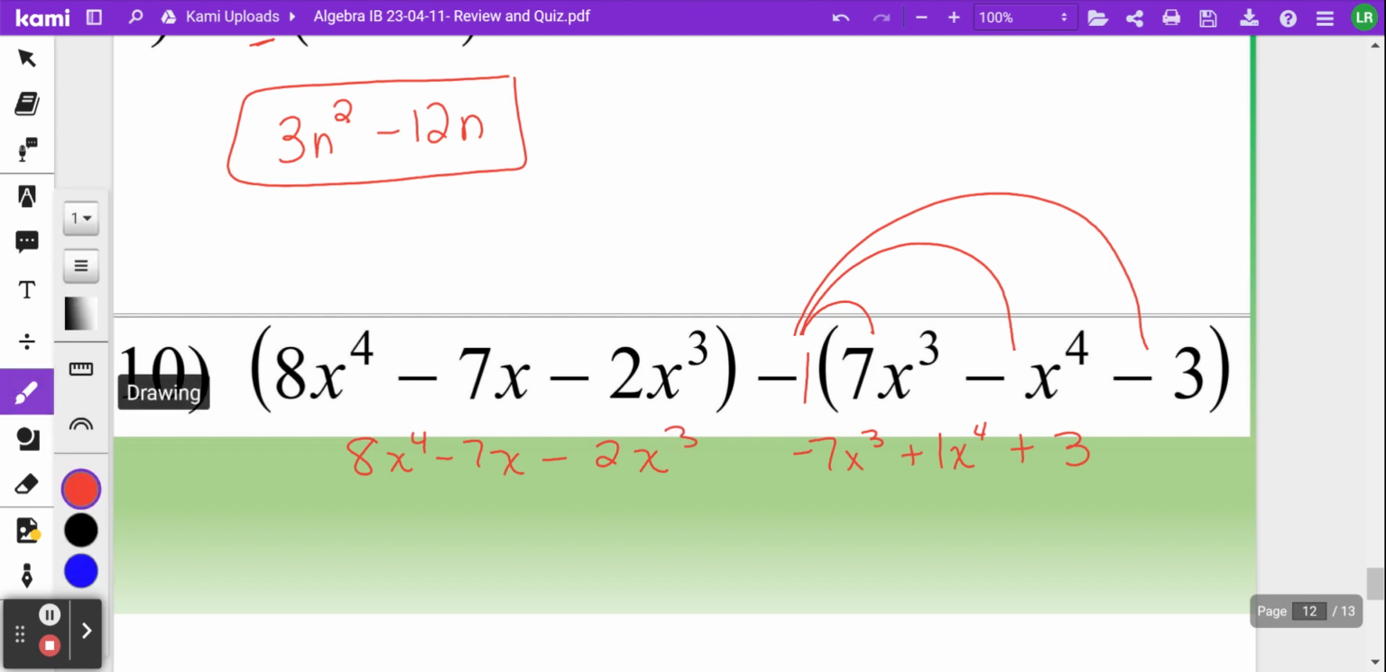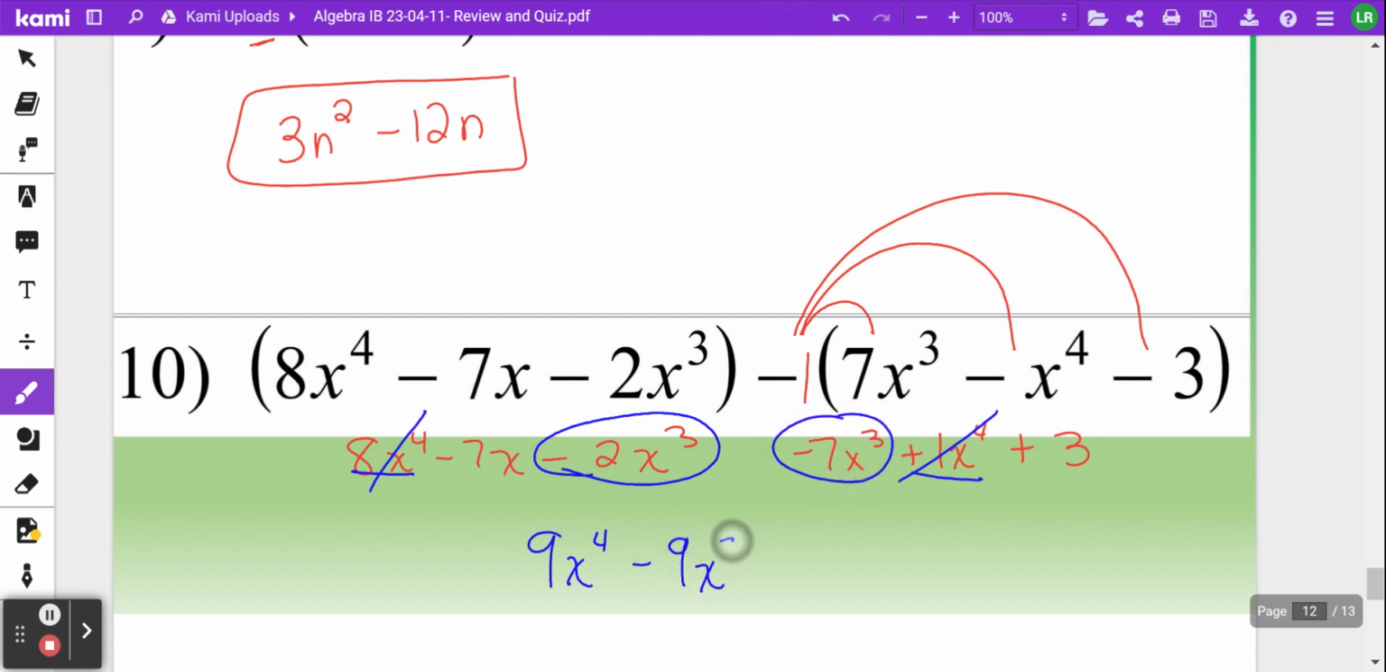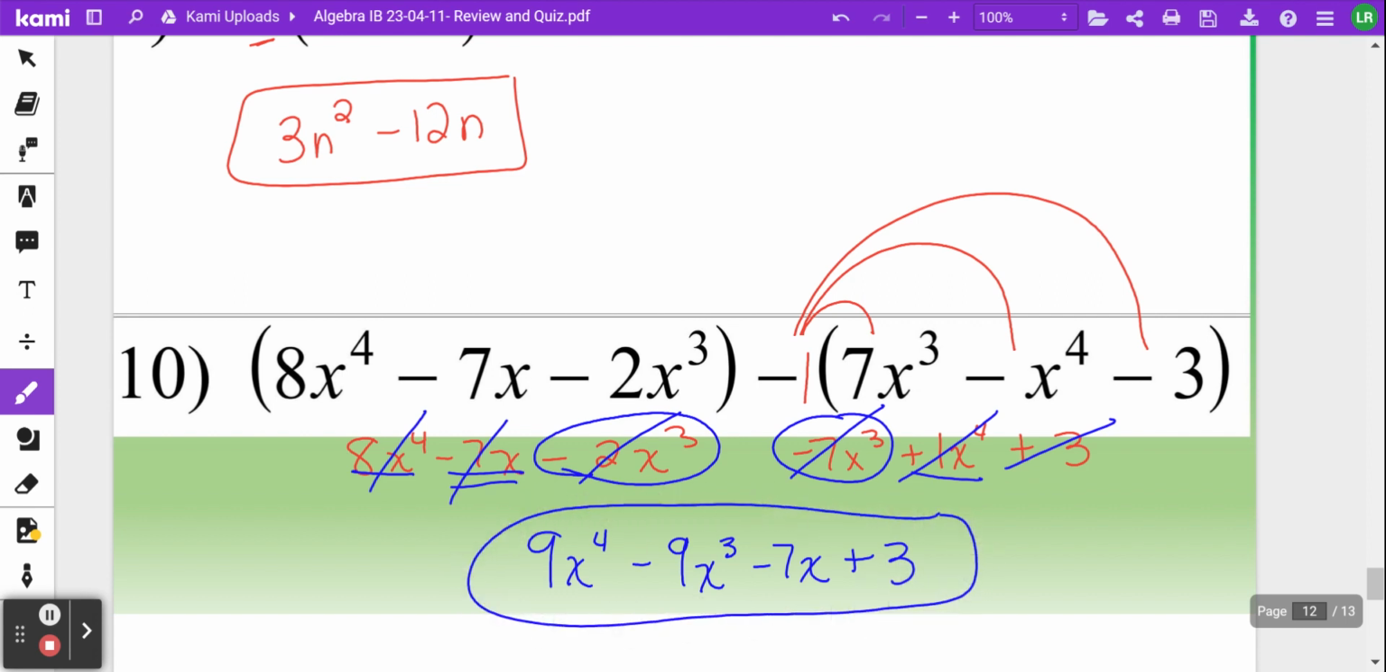X to the fourth first. 8 plus 1. That's 9 of the x to the fourth. Okay, remember, when you add, you don't mess with exponents. X to the thirds. -2 and -7. That's -9 x to the third. Those are done. Then I have this x. It's the only one. So -7x. And then do not forget about this +3 that's hanging on at the end there. That would be our answer for that.